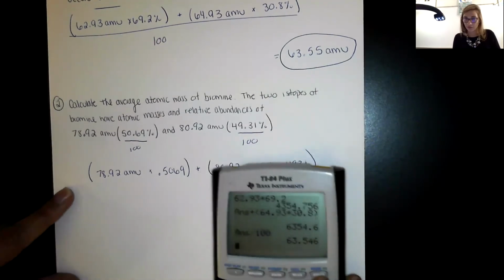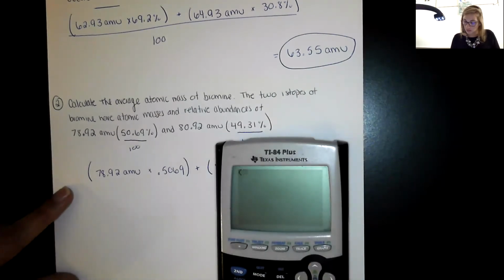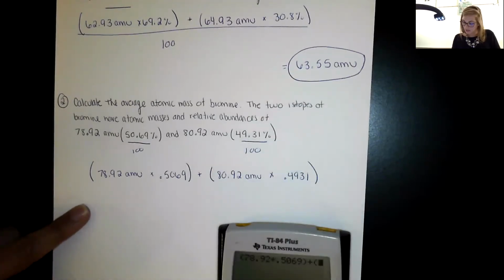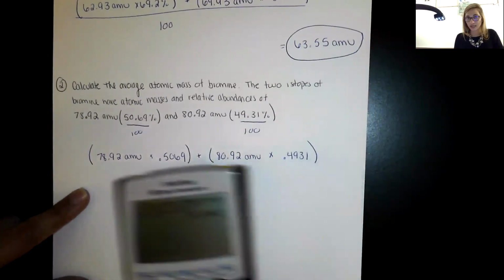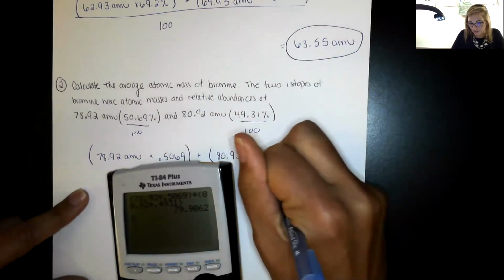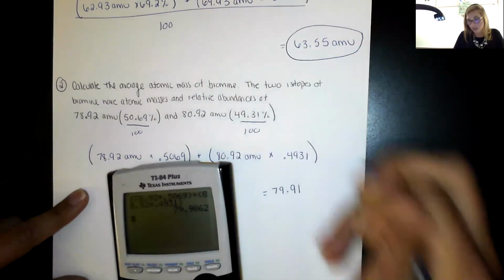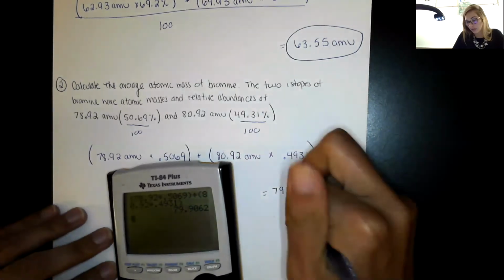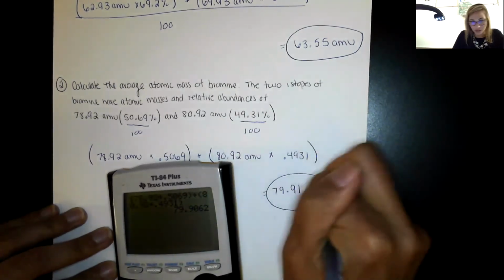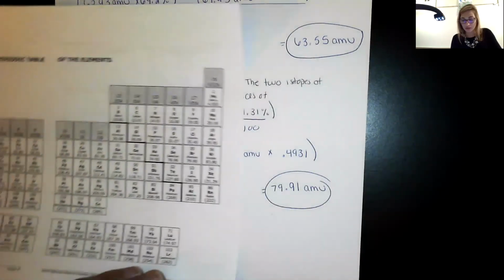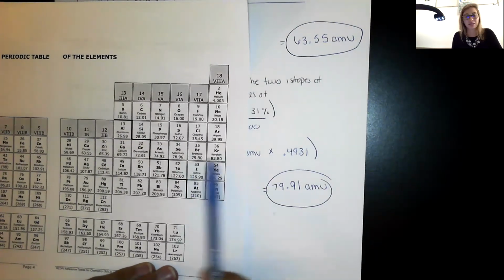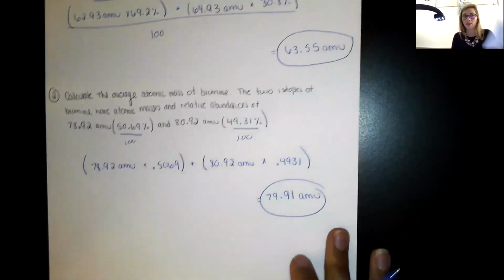Now I plug this into my calculator. 78.92 times 0.5069, and parentheses plus 80.92 times 0.4931, and I get 79.91. Again, I want my units, which is AMU. You can double check yourself. Bromine has 79.90, and we got 79.91. It's really close.